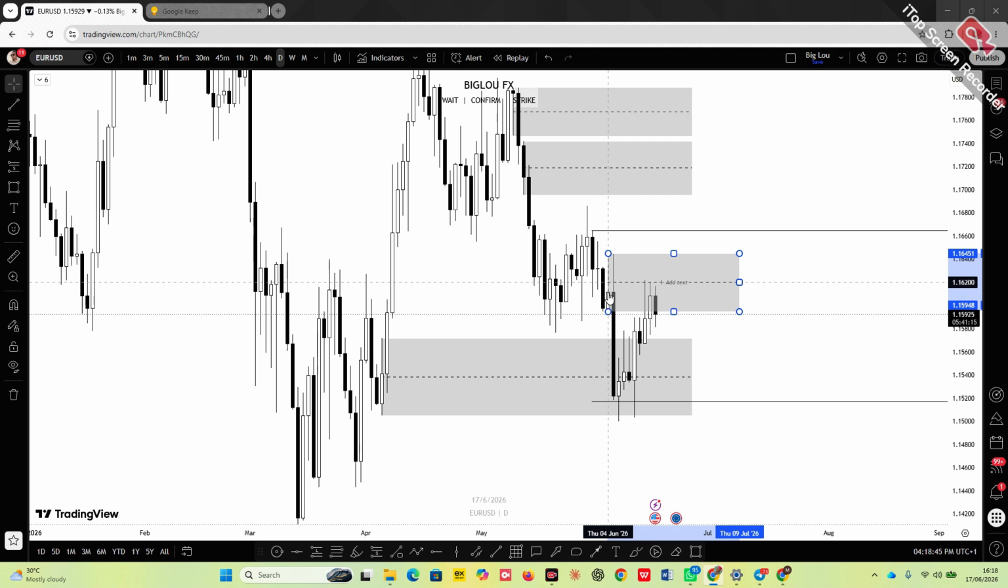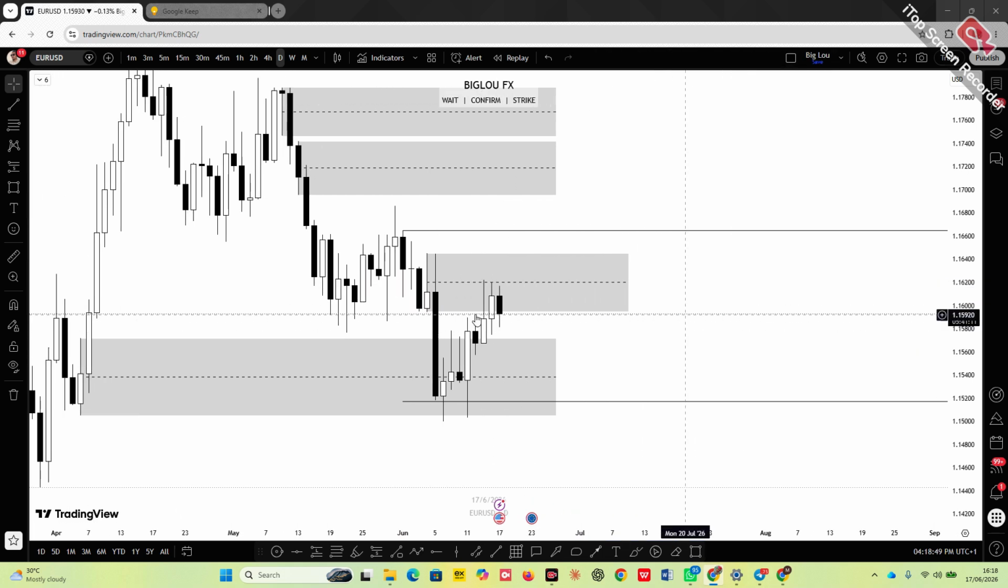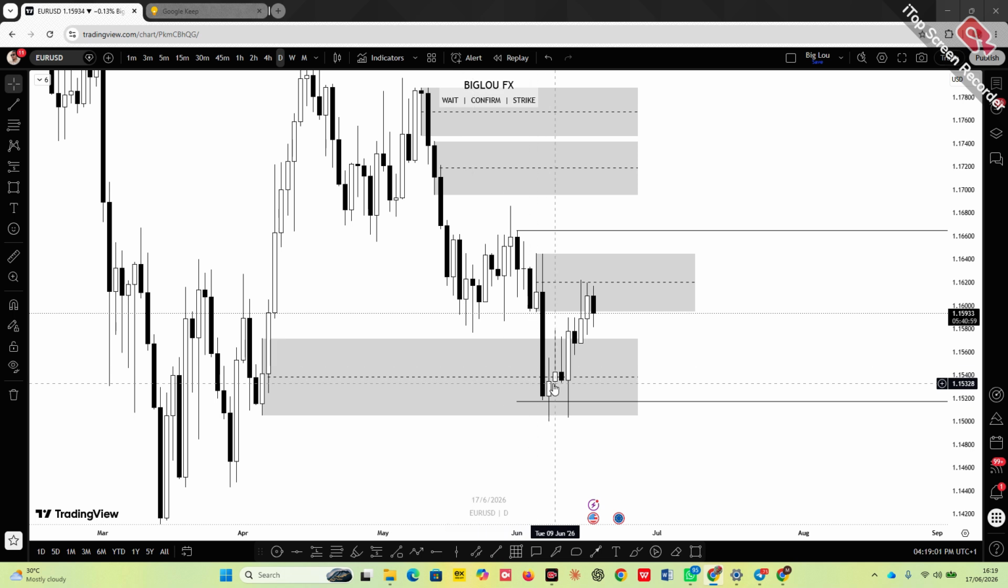You're going to expect some form of reaction from that supply zone. So most likely, when price taps into that supply zone, even if it's going to finally break through the supply zone, there will be some form of reaction. When price was here, the only thing I was looking for was buy trades that will take us to this zone or break this zone and take us above.